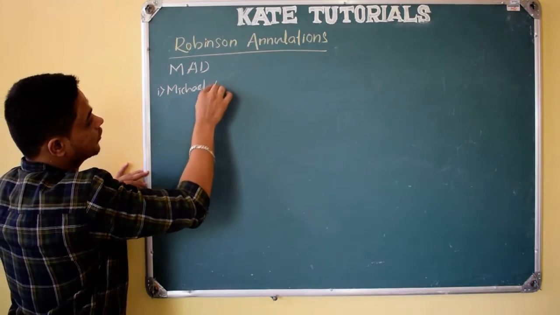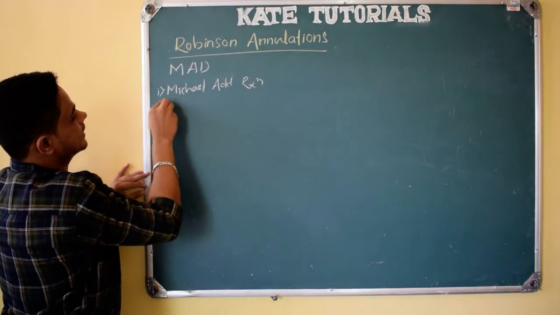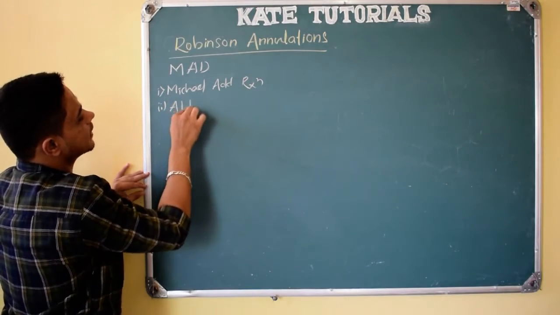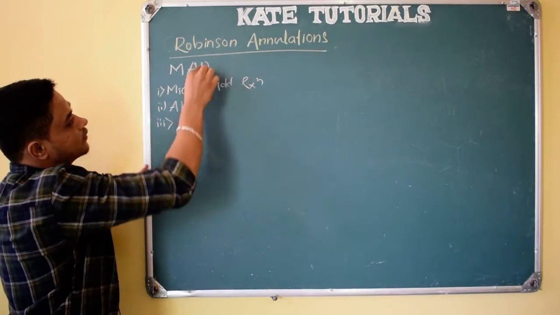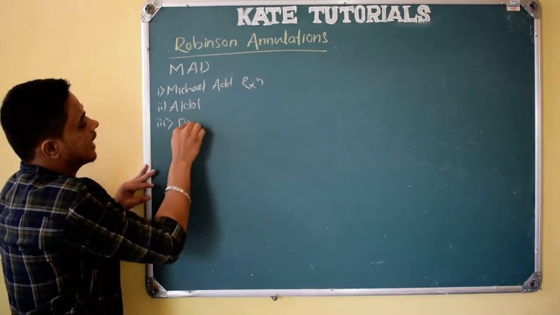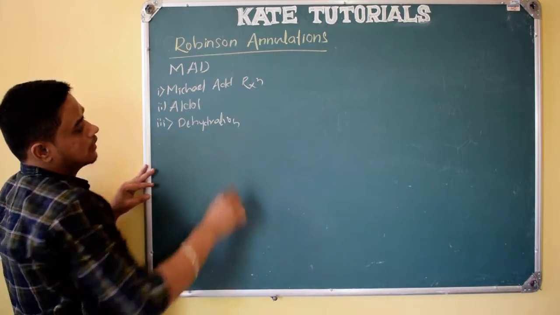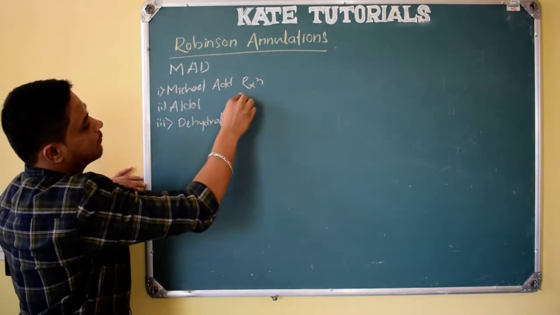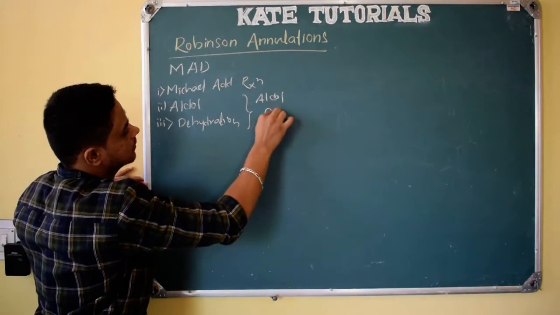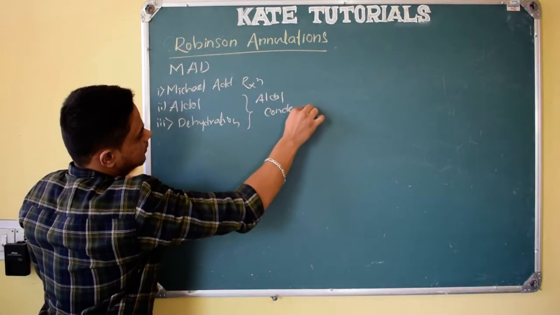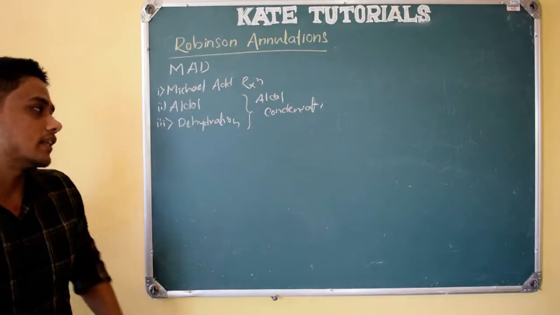Michael nucleophilic addition reaction. And the second step, that is A, stands for aldol reaction. Aldol reaction, right? And the third step that stands for D is nothing but dehydration reaction. Sometimes both these are combined and they are called the aldol condensation reaction. So that is nothing but Robinson annulation reaction.